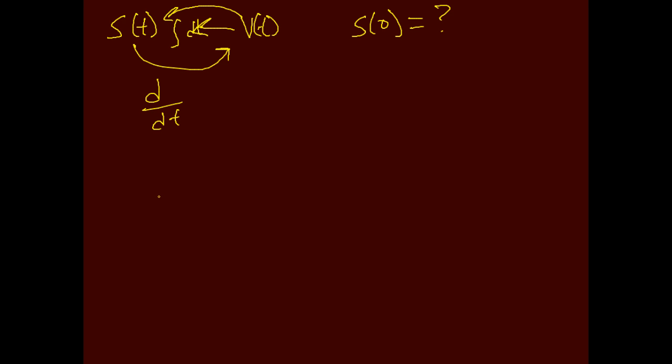And in fact, that function will be, given some velocity as a function of time, the position function as a function of time will equal s of 0, the initial position, plus the integral from 0 to t of v of x dx.